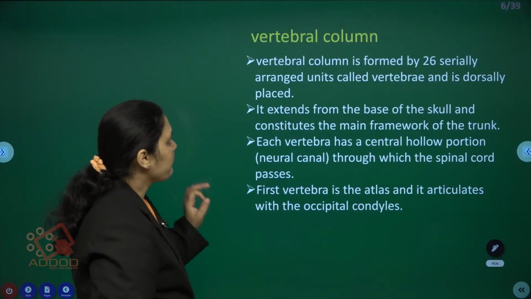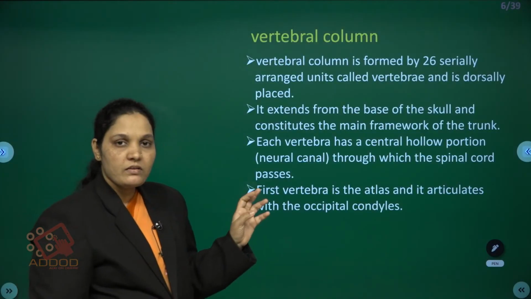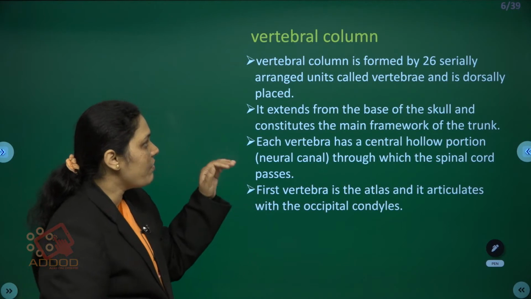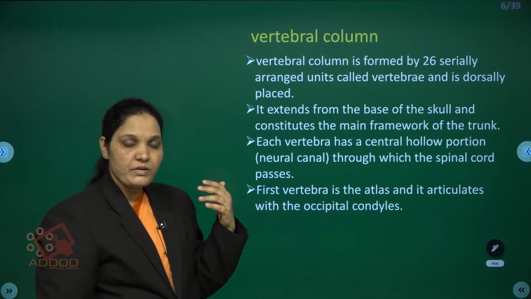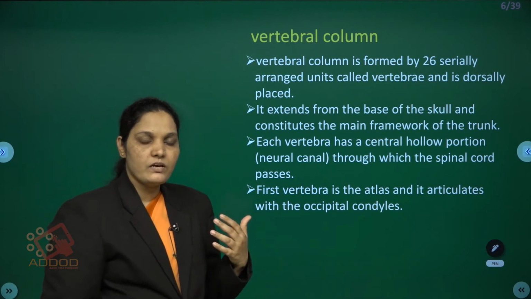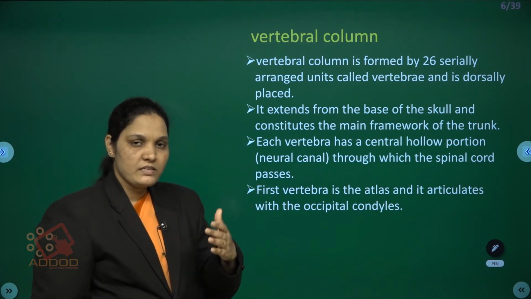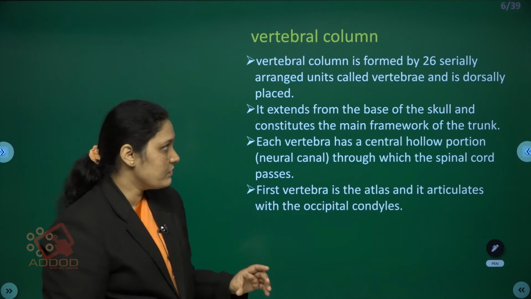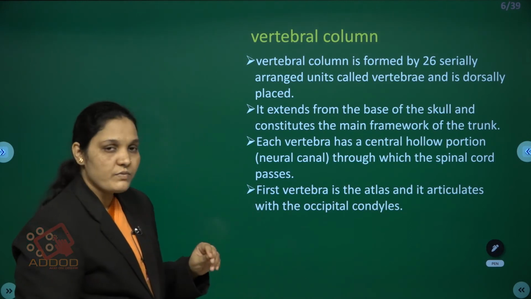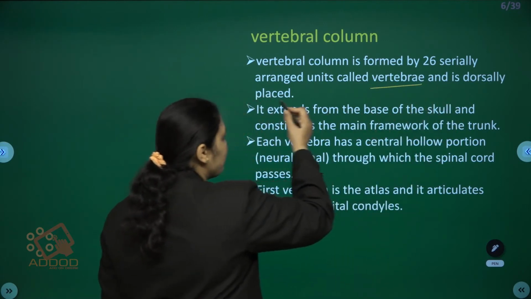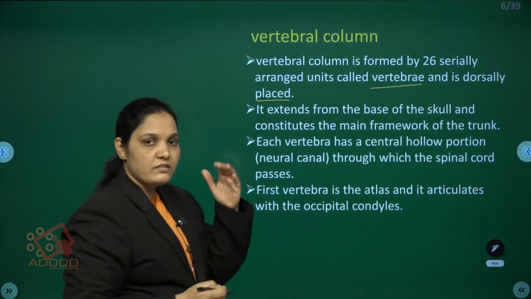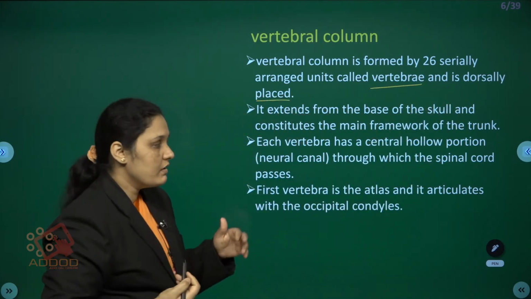Now, the vertebral column. The vertebral column is formed by 26 serially arranged units, like the backbone. It is made up of 26 serial small bones, which are called vertebrae, and it is dorsally placed, on the dorsal side, the back side.